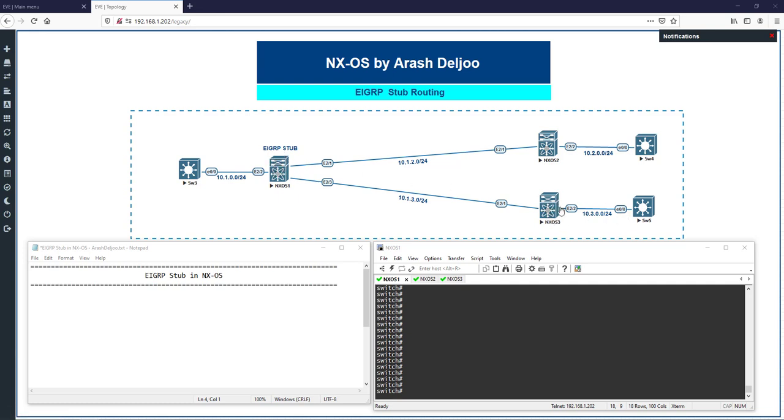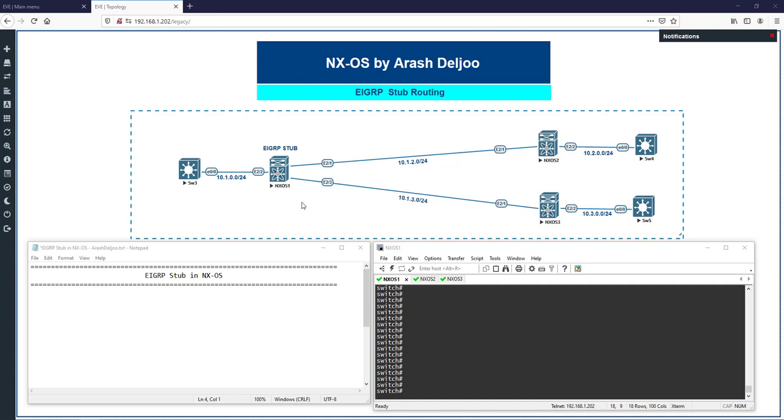And also, when NX-OS3 advertises 10.3.0.0/24 to NX-OS1 as a neighbor, NX-OS1 doesn't advertise this update to NX-OS2 because this is a stub router, and NX-OS1 doesn't want to be a transit router. Also, the stub router only advertises part of its EIGRP topology table. For example, in NX-OS1, we can configure this switch to only advertise its directly connected interfaces, not the learned routes from other neighbors. This is the stub feature.